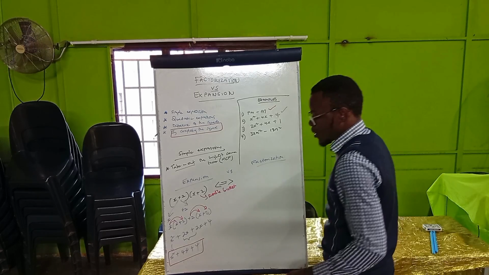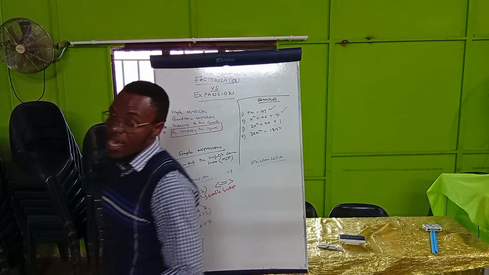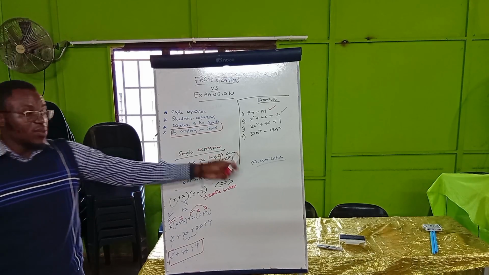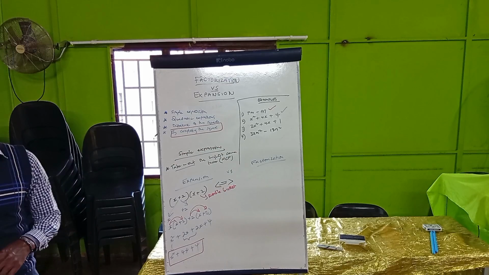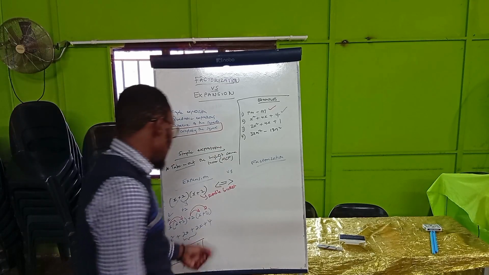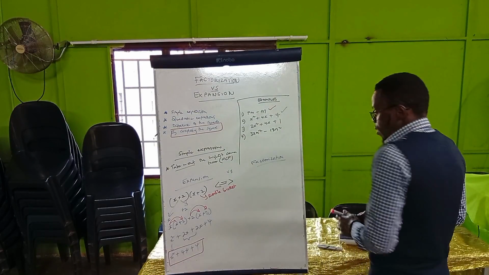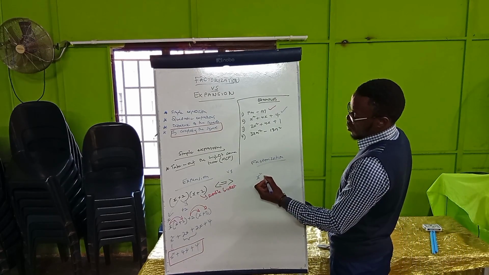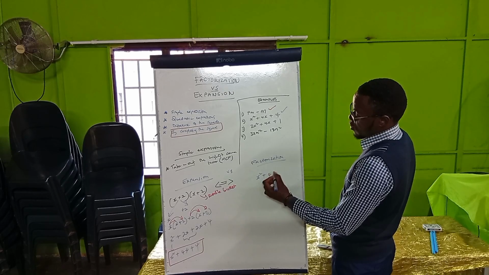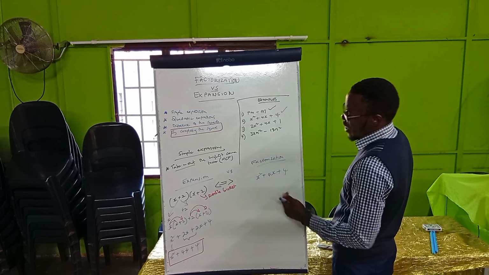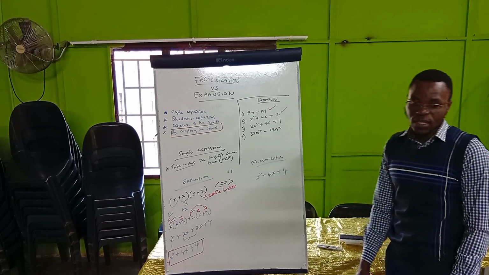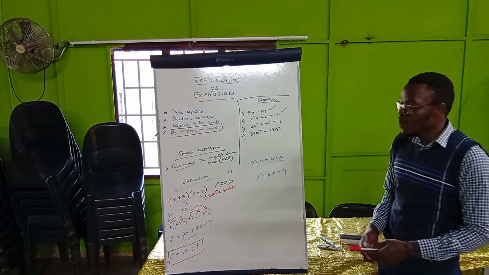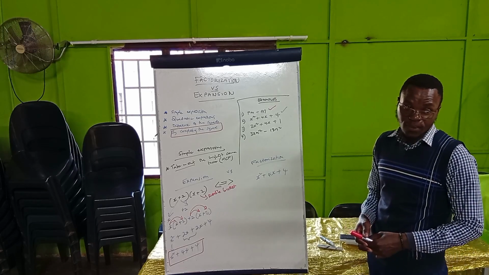So the expansion of a double bracket will give us a quadratic expression. And the factorization of a quadratic expression will give us a double bracket. So now I want to demonstrate that when we factorize this x squared plus 4x plus 4, it will take us back to that double bracket. Now the question is, how do we factorize a quadratic expression?